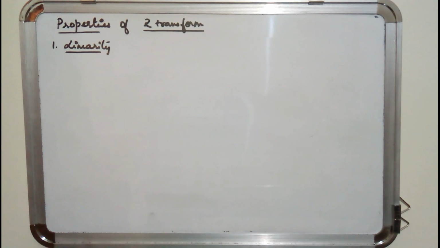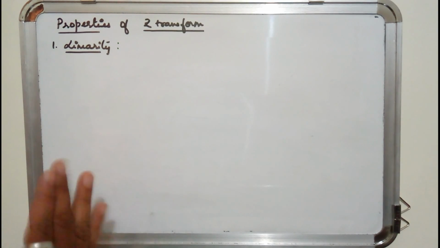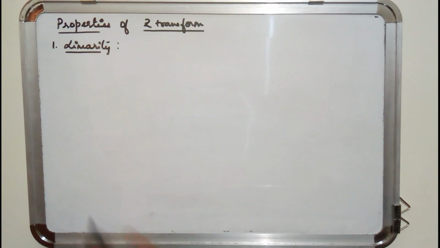Now the linearity property, we have done this in DTFT as well as CTFT. So the linearity property is: if the input is a weighted sum of two or more signals, then the output is the weighted sum of responses to individual signals.